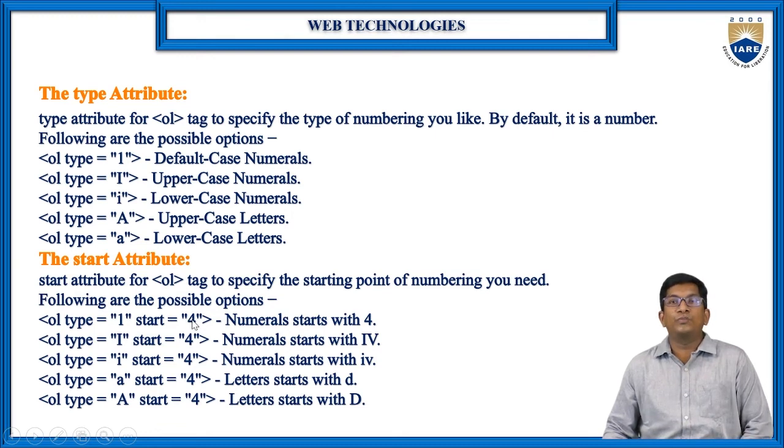Right, that is 4. Suppose you are given start 4 and the type is I. That means it starts from IV, so the number is 4. Okay, so like that we can specify the type and where the sequence order has to start. So that is the ordered list.